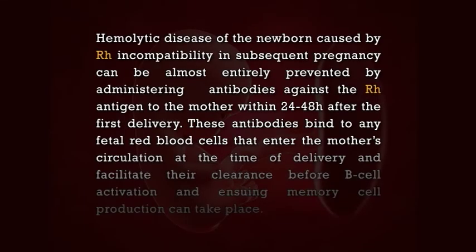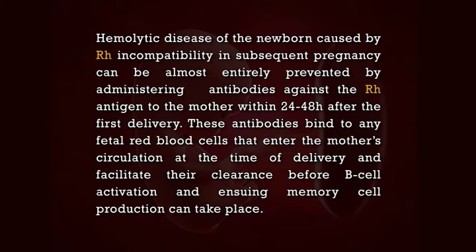Hemolytic disease of the newborn caused by Rh incompatibility in subsequent pregnancy can be almost entirely prevented by administering antibodies against the Rh antigen to the mother within 24 to 48 hours after the first delivery. These antibodies bind to any fetal red blood cells that enter the mother's circulation at the time of delivery and facilitate their clearance before B cell activation and memory cell production can take place.